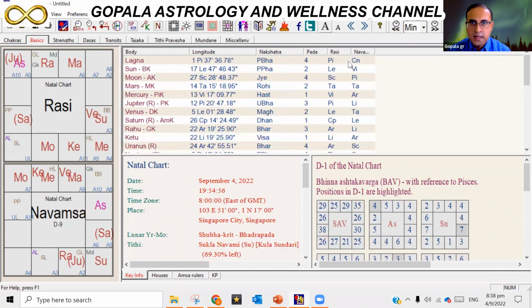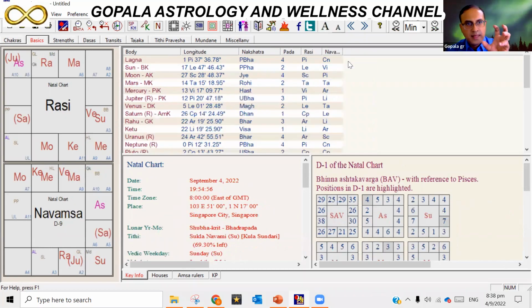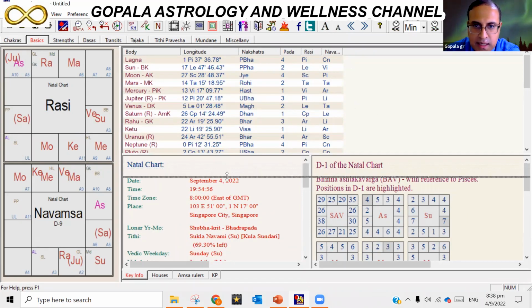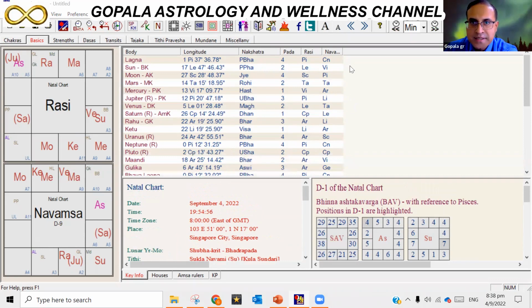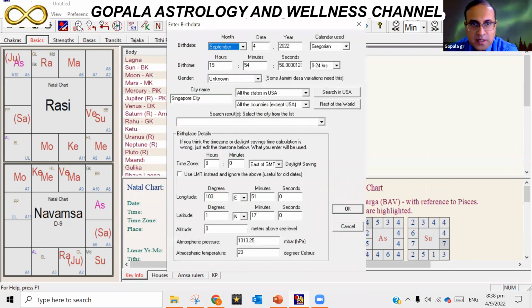I think this is too big because when the font size becomes too big, small details cannot be noticed. So I have optimized the level of the font size here. I hope you are able to see it. Okay, so can you give me the date of birth of the potential person that we are going to discuss?